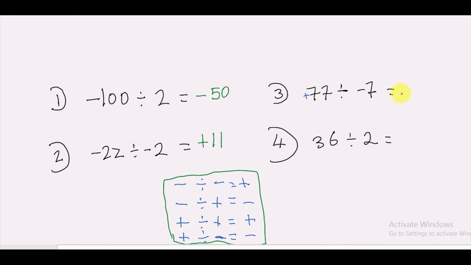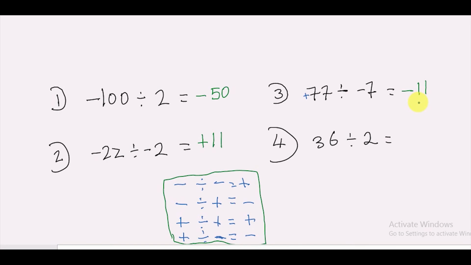So let me write it down first of all. That gives us minus. Then 77 divided by 7 gives us 11. Yes, that's correct. So my answer here is minus 11.